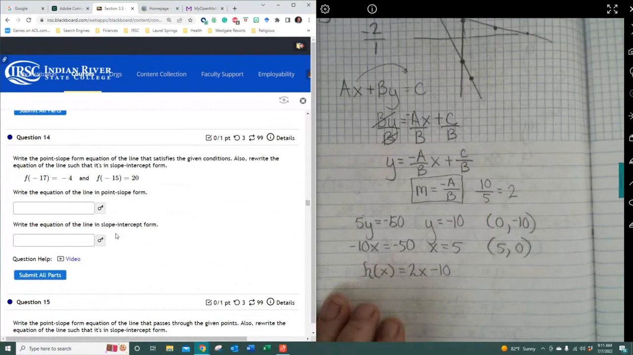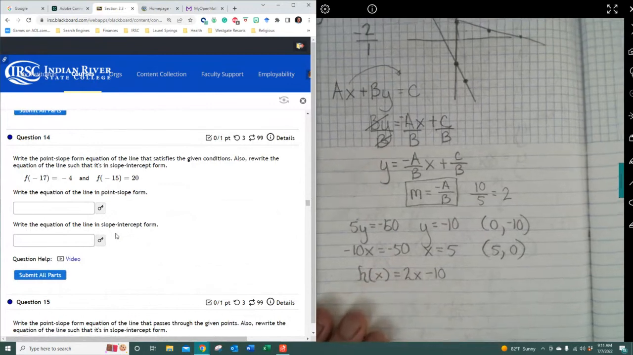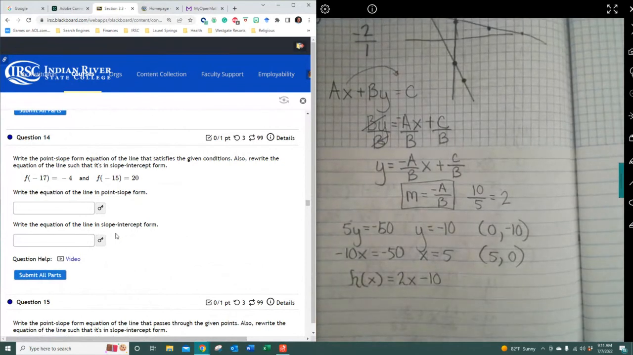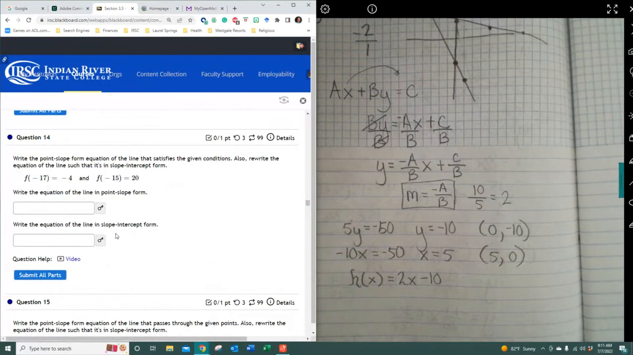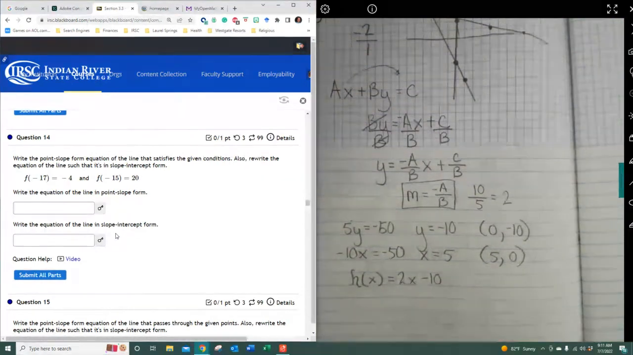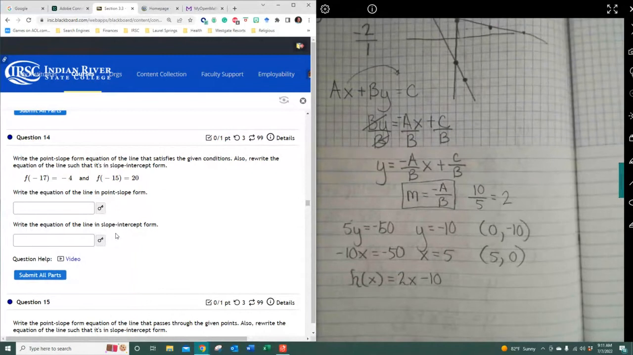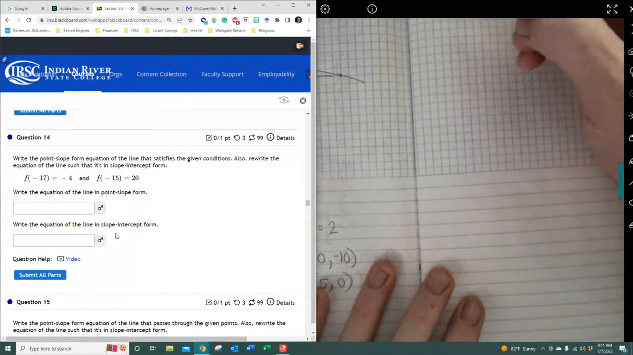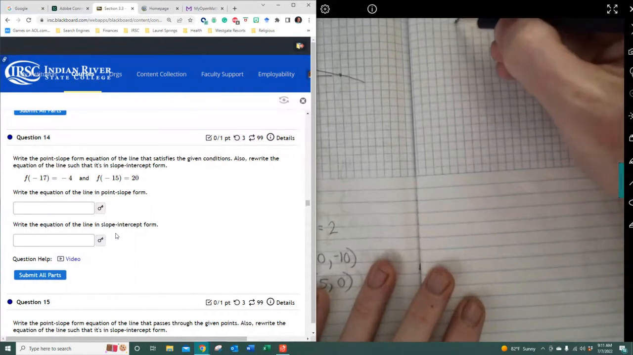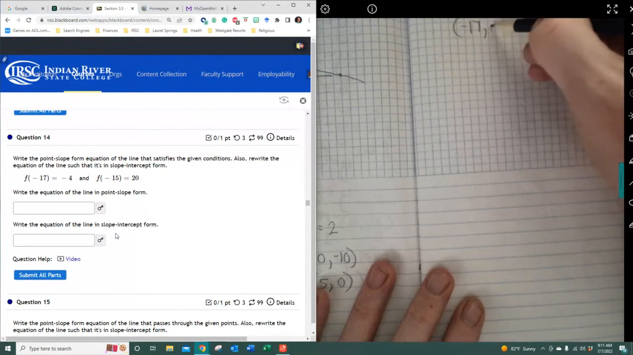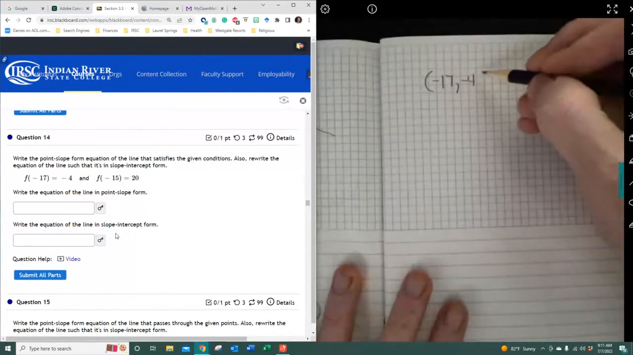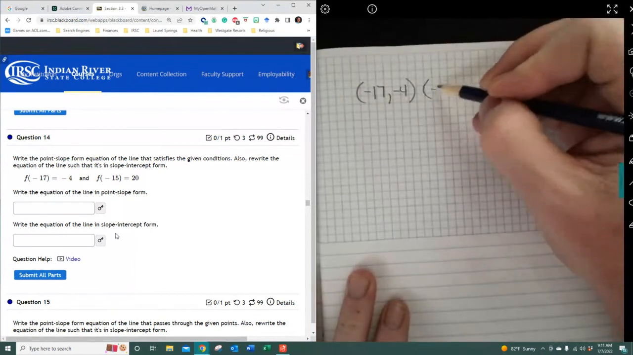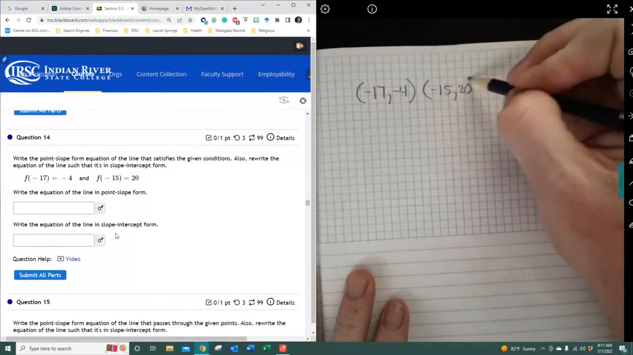Now, we went through a lot of different components of linear functions. It says write the point slope form of an equation of the line that satisfies the given condition. Also rewrite the equation of the line such that it's in slope-intercept form. So first of all, it's giving us 2 points. The input is -17 and the output is -4. And likewise, we have the coordinate point of input -15, output 20.